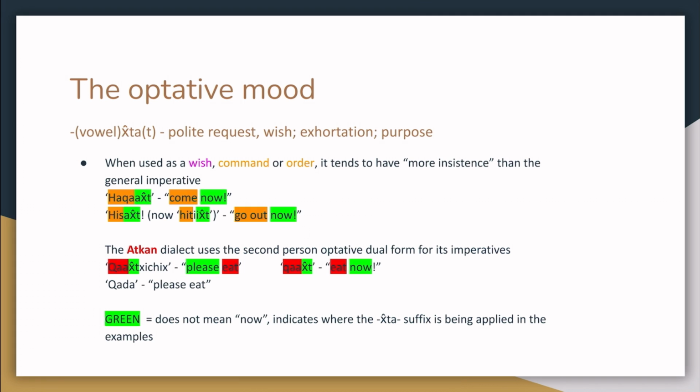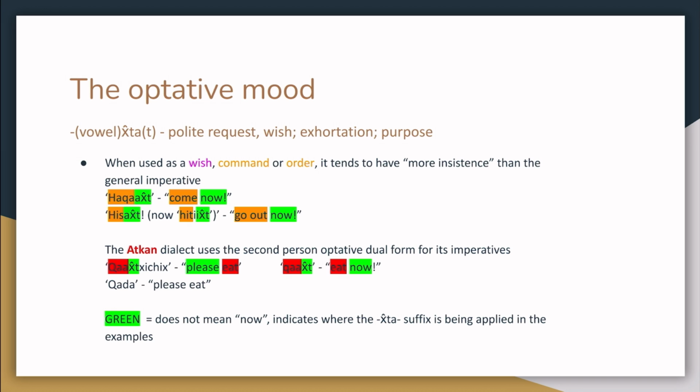So the optative mood, the suffix used for this mood usually will come after a vowel followed by khata. However, ta is the suffix by itself that carries this meaning. And then depending on what the following suffix is, you may use this t or not. This is used when you want to make a wish, or place a command or an order. Compared to the general imperative, it tends to be a lot stronger, and it can come off as rude depending on the context. It is a stronger way to issue a command or an order.